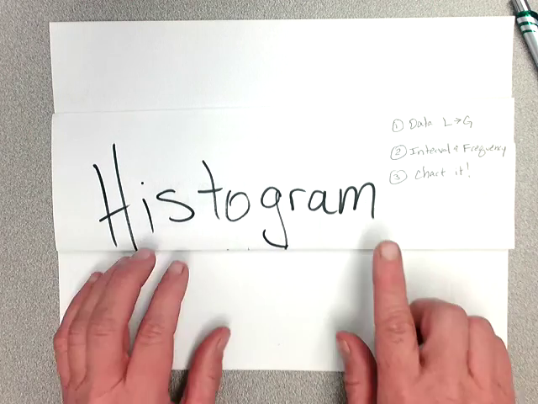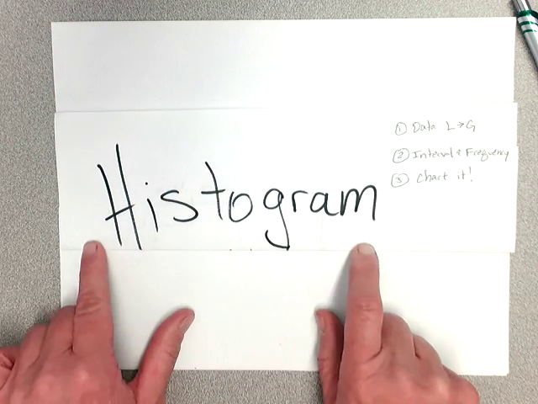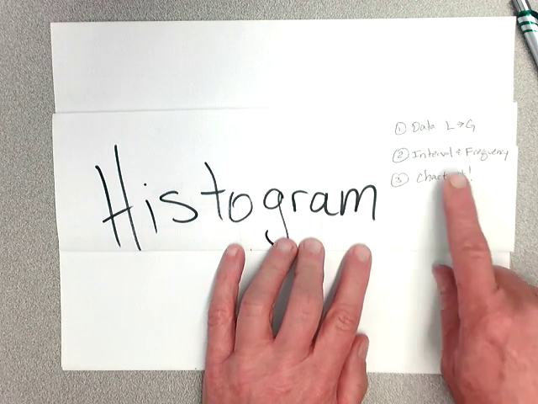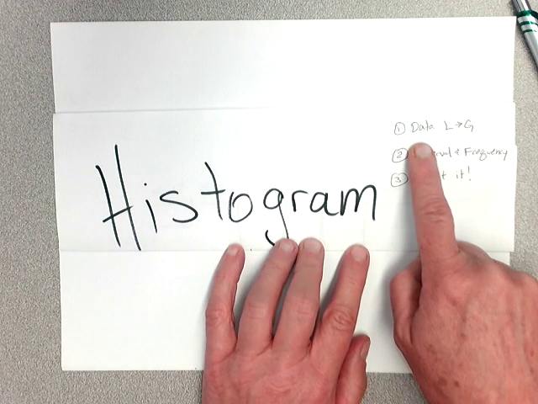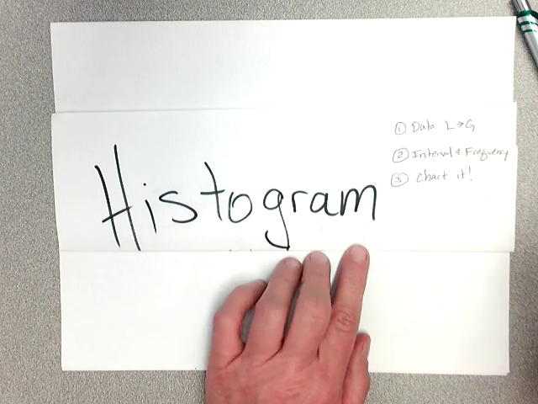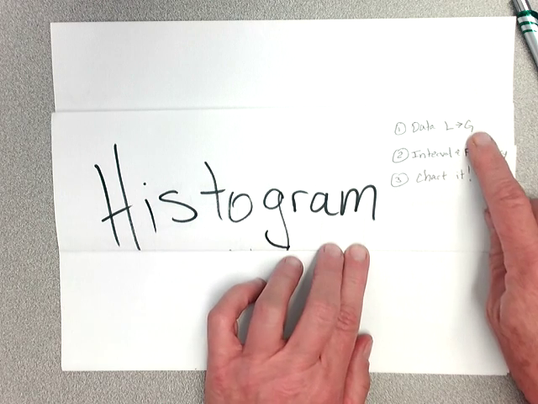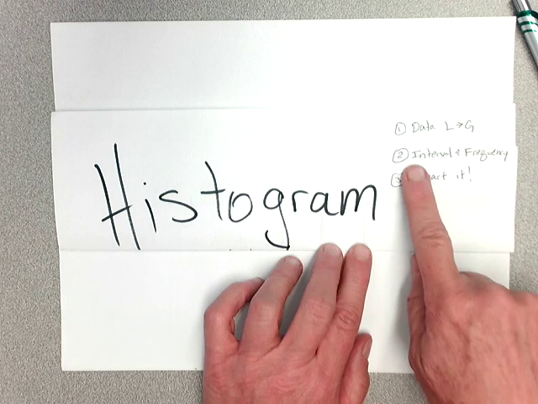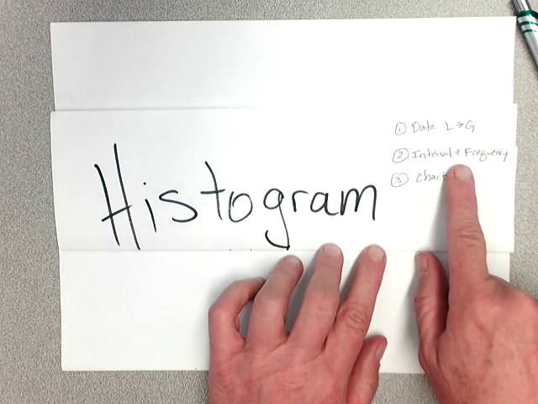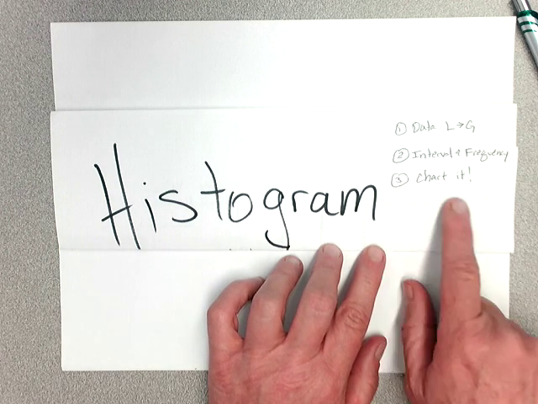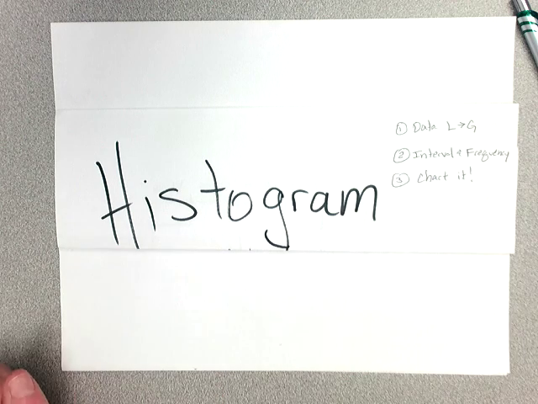All right, this time we're going to do a quick review of how to make your histogram. The steps are: first, get your data in order from least to greatest. No errors. You have to do that perfectly. It's not hard, but it has to be perfect. Second, doing your interval and frequency chart. And third, chart it, as in make your histogram.